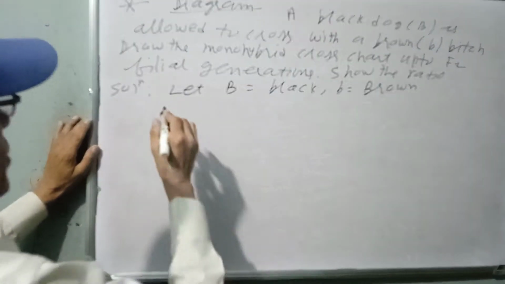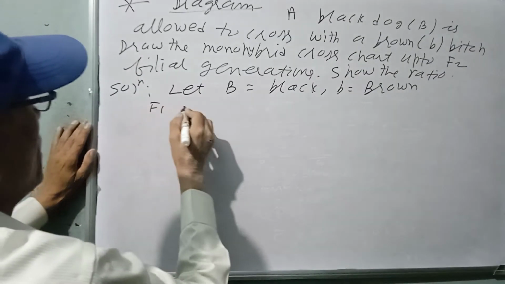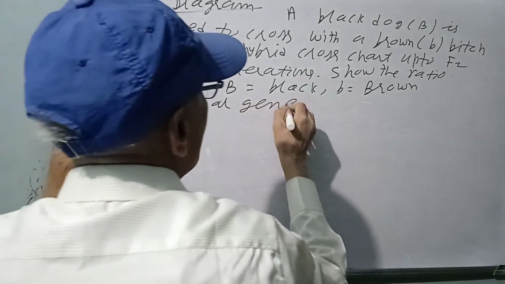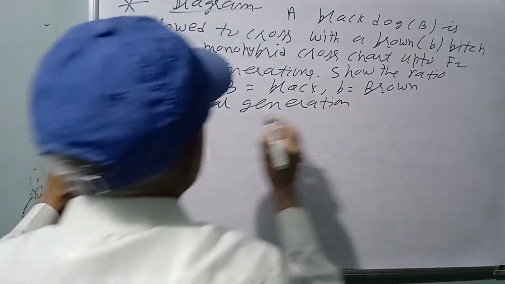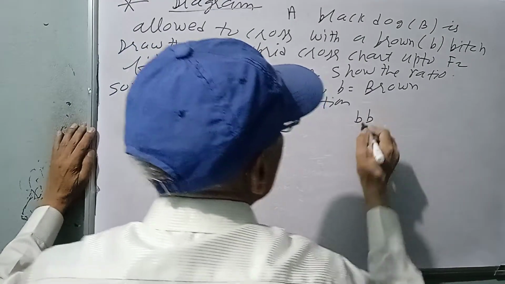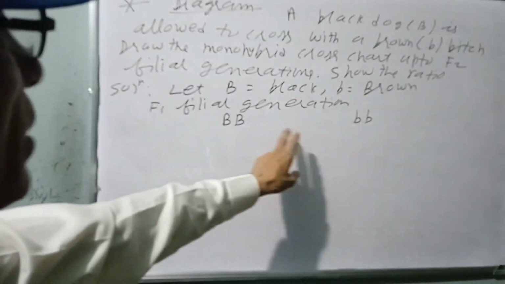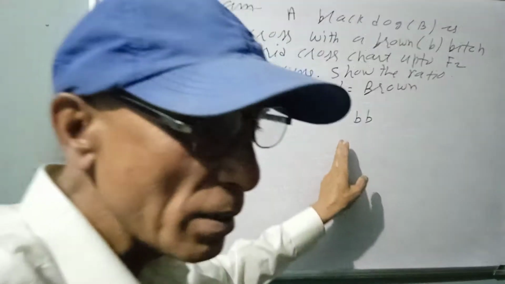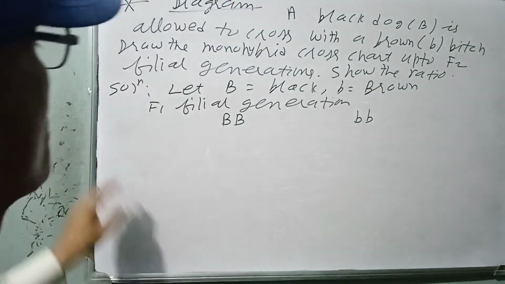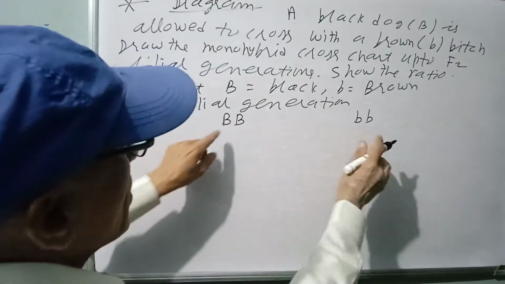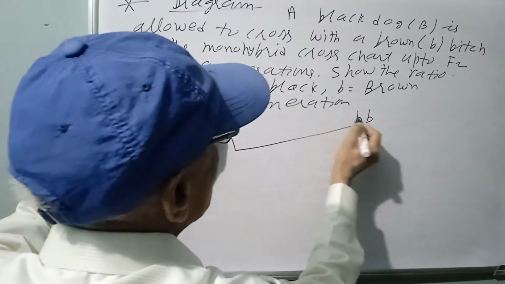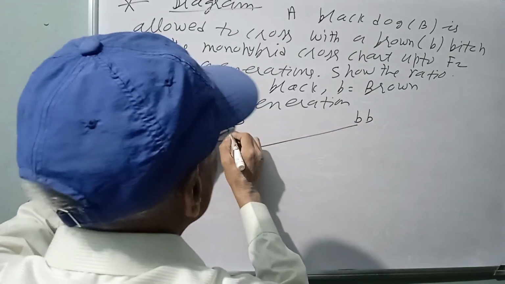See, first of all, F1 filial generation, capital B, B, B and B, B. Gametes are pure. They don't mix each other. Law of dominance, law of segregation, law of independent assortment. In the first filial generation, what happens? This B, capital B, small b, and same.